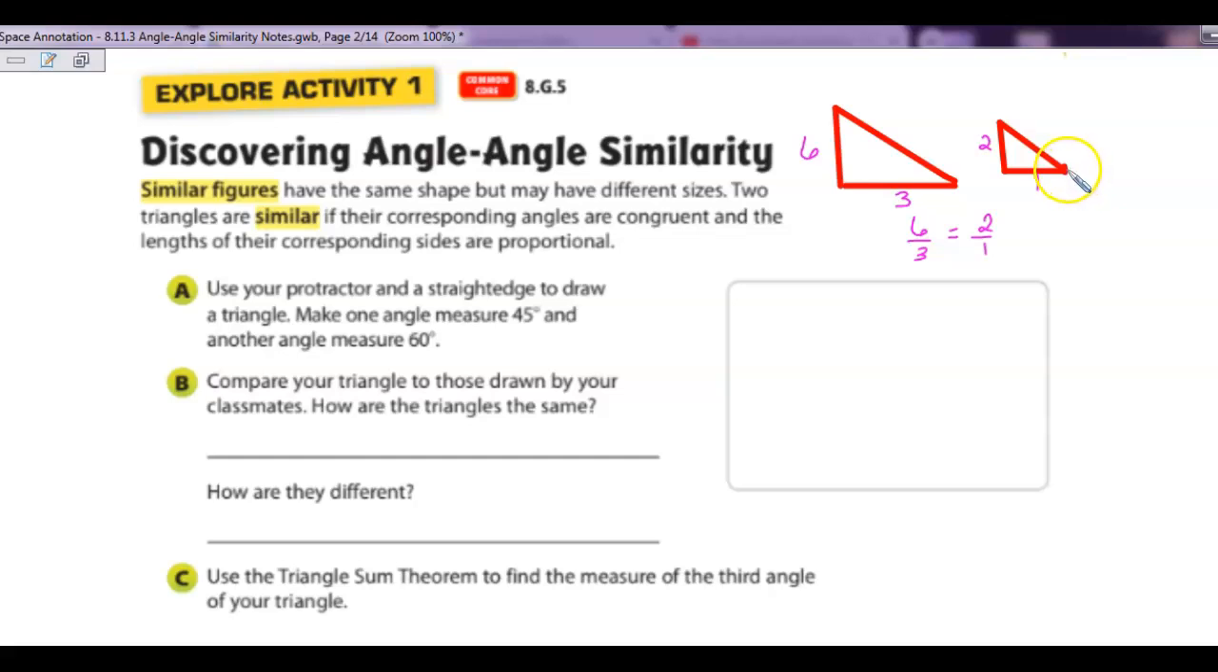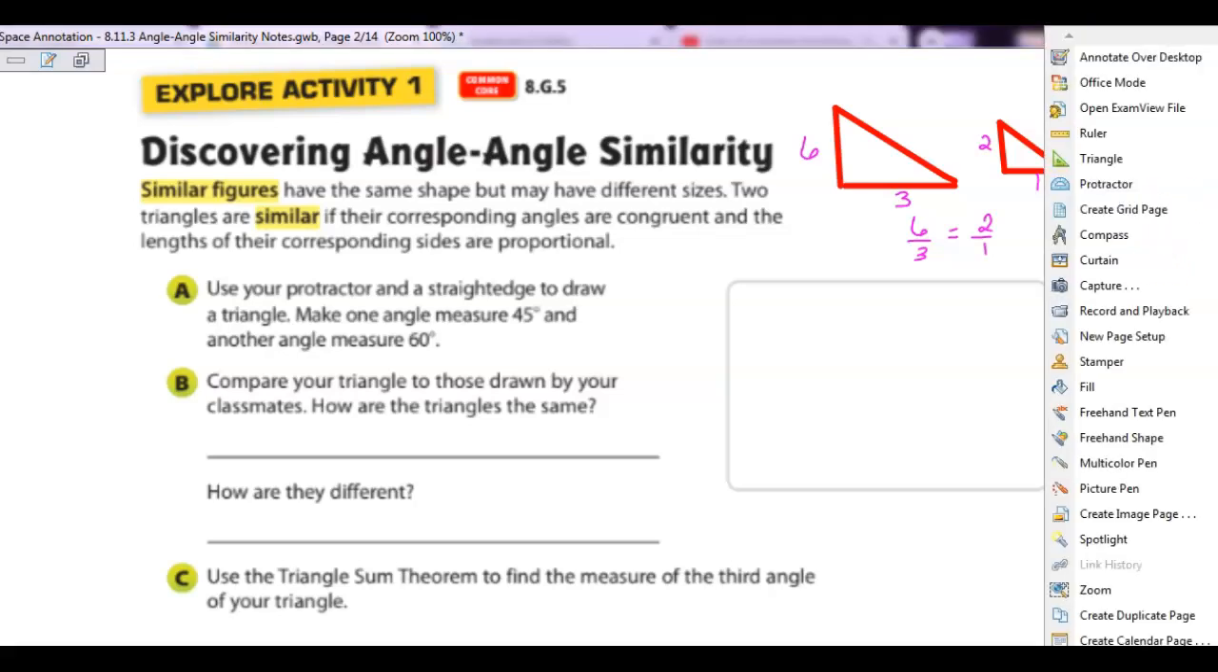Today, we're going to talk about the angles. So this time we're going to be looking inside the triangles. So we're going to use a protractor and a straight edge to draw a triangle. And actually, I'm just going to go ahead and draw it. And we're going to have one angle measure of 45 degrees and another measure of 60 degrees. And I'm going to use my tools on my program here to be able to do that.